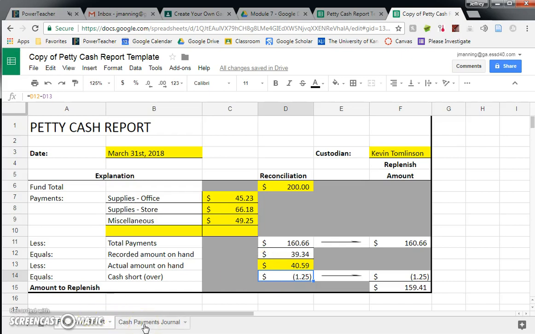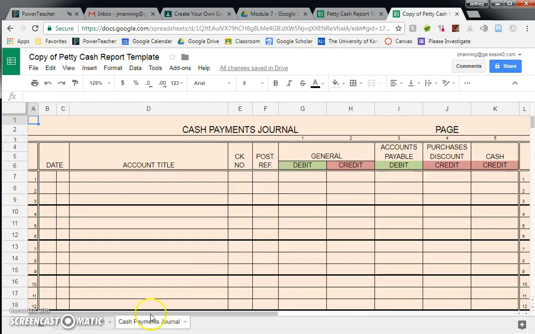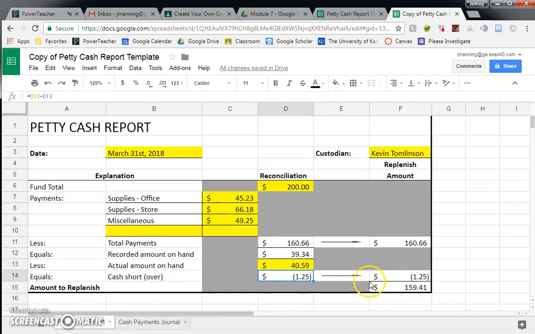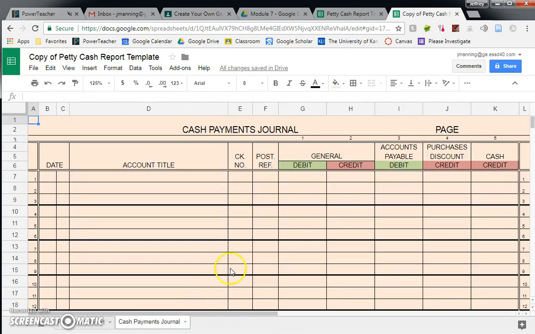The cash payments journal is just a little bit more challenging. So we're going to go over here to the cash payments journal. So the reason this goes into cash payments is because when you replenish this cash, which is $159.41, you are paying cash to the petty cash fund. So you're creating a cash payment transaction. So we are going to record that on March 31st.